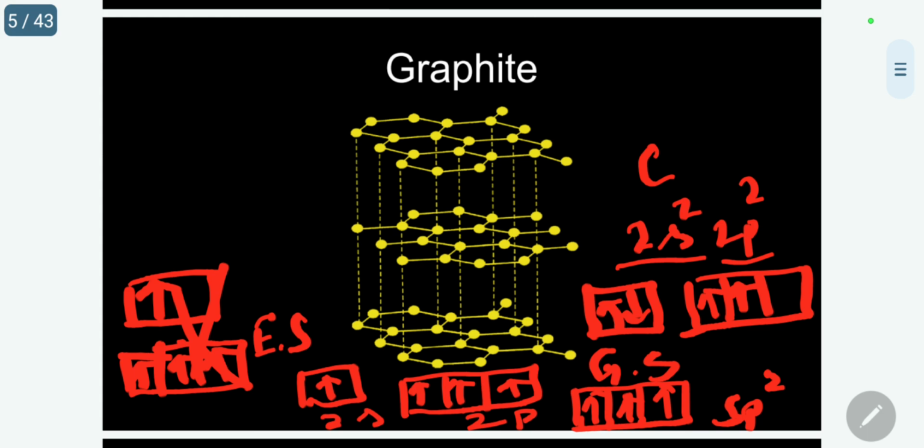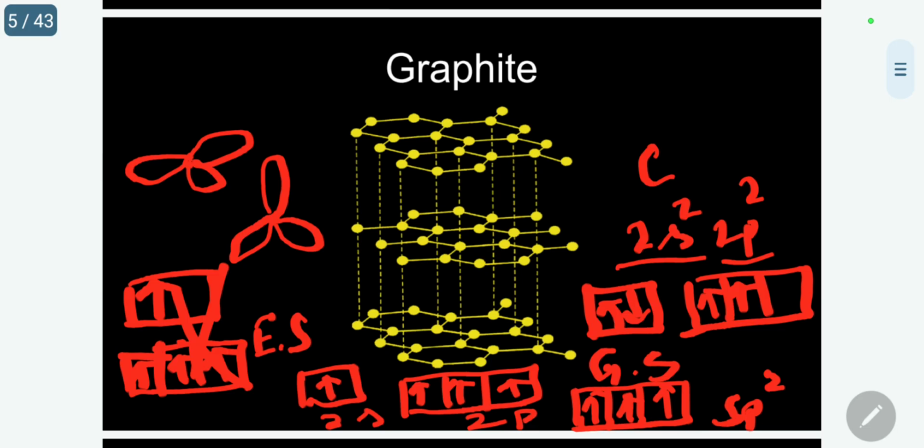Now these 3 orbitals lie in a plane at 120 degrees. It will be like this. Kindly follow me, 120 degrees. This is trigonal, the angle is 120, forming a trigonal planar structure. The remaining one 2p orbital stands perpendicular to this plane. There is 1 electron here, 1 electron here, and 1 electron here. Please understand, this one does not undergo hybridization.